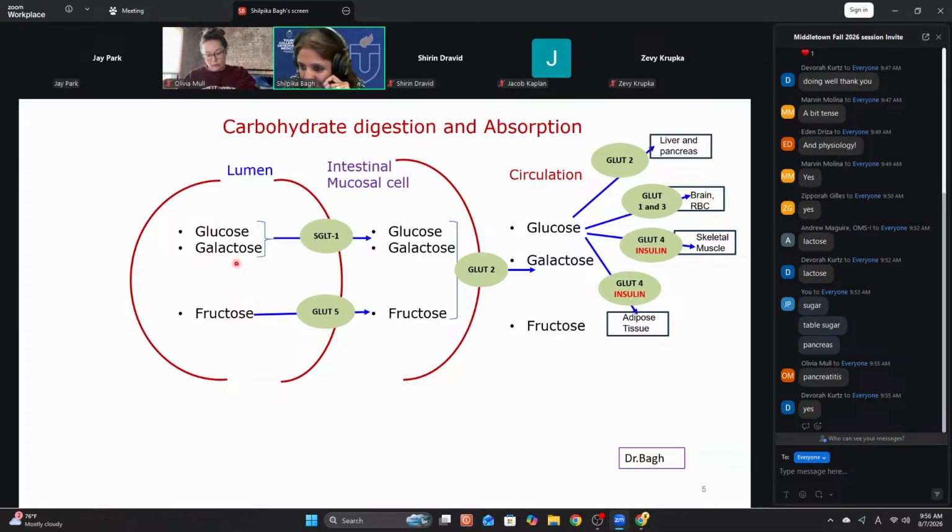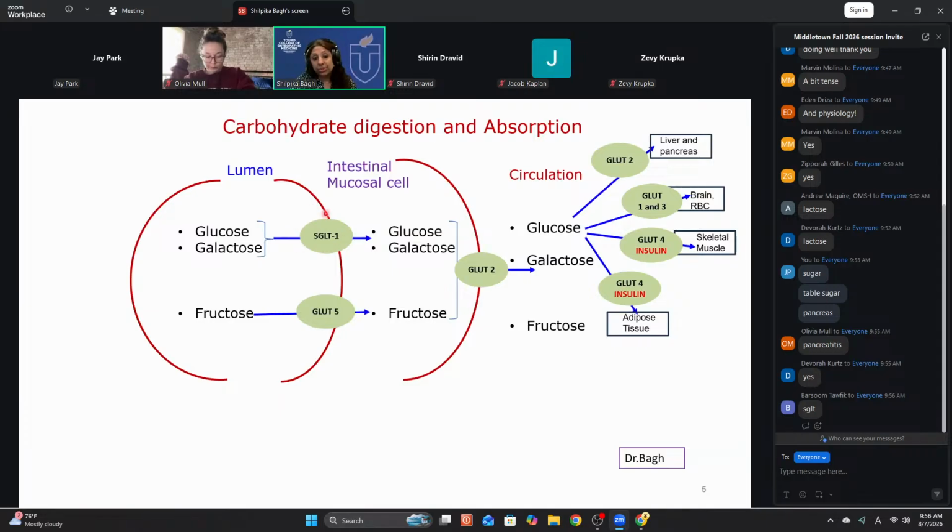Now you need to know the transporters. So you need to know this flow. The sugars, monosaccharides, flow from lumen to cell, cell to circulation, and from circulation, they are picked up by peripheral tissue. We will do it in the interactive session: which transporter is pushing the sugars from lumen to cell, glucose and galactose?